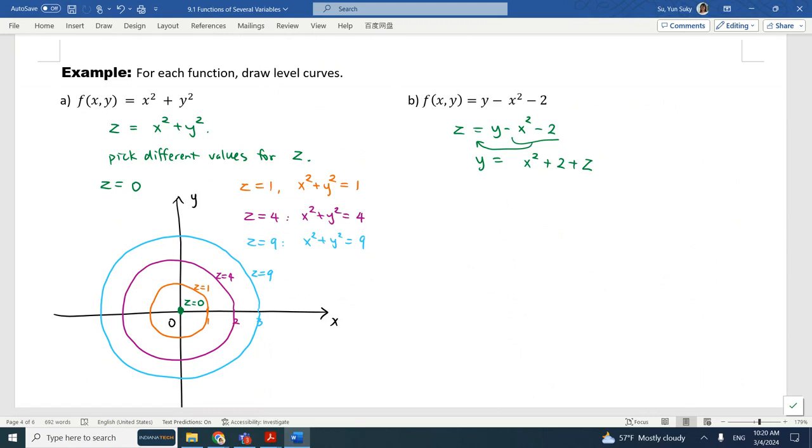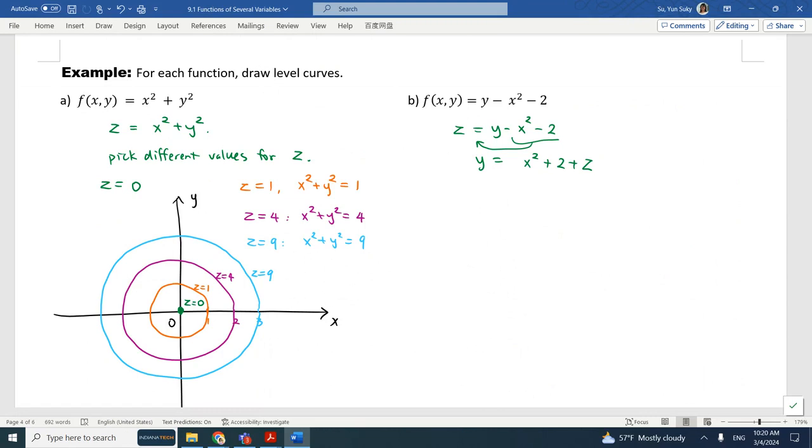Now, z could be anything, and z is a number. And y equals x squared. What is it? Y equals x squared is a parabola. Yeah. And you add different z. Can z be positive?